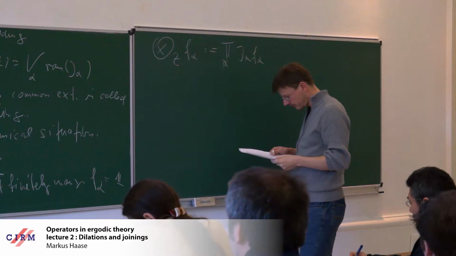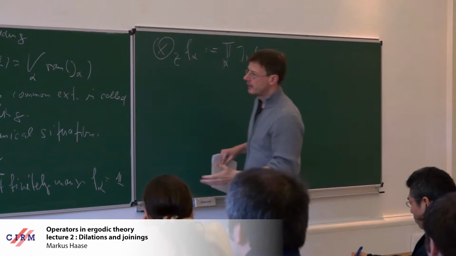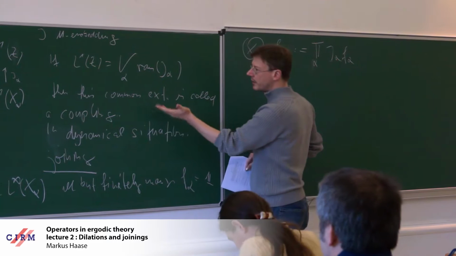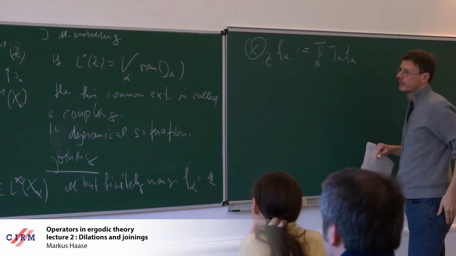So these functions here are actually generating the join of the ranges. So this space is generated by these products, as I just explained. So this whole thing is a coupling if the algebra generated by these functions is dense in L1 of Z.